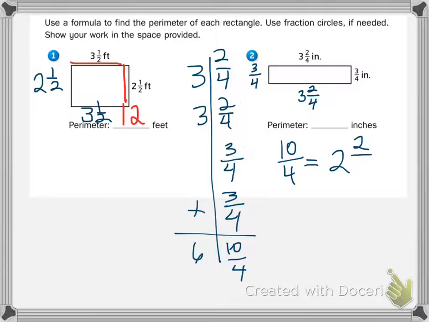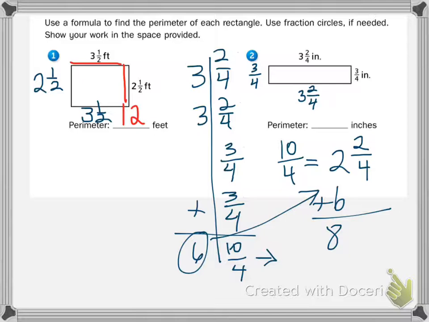That's not tenths, that is fourths. So 2 2/4. If this 10/4 equals 2 2/4, and we have 6 already, let's add that together. You should have gotten 8 2/4 inches. Okay, very good. Now, we have a couple problems that are going to be a little bit different.